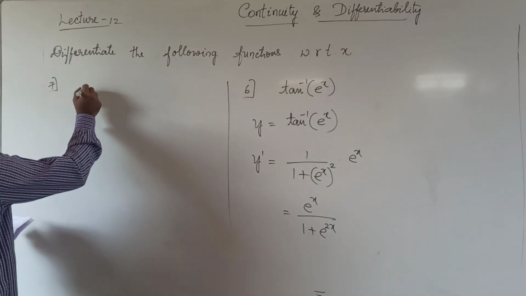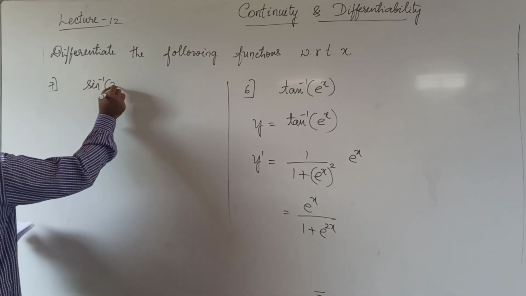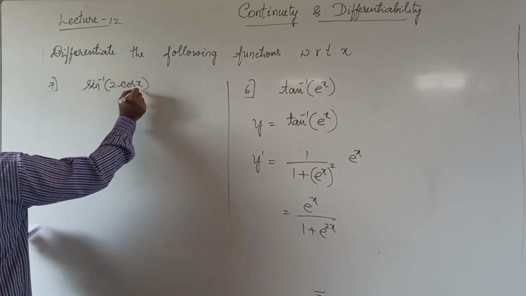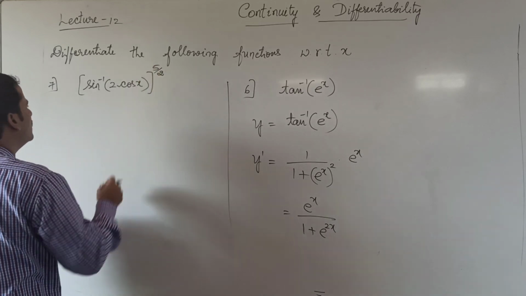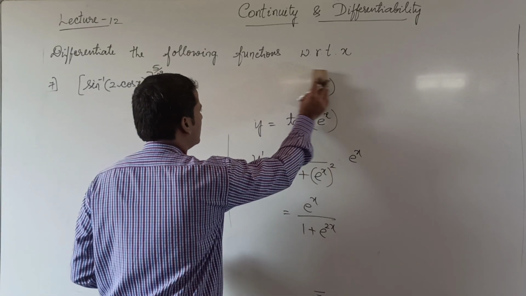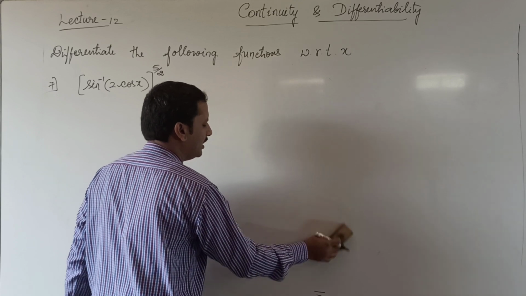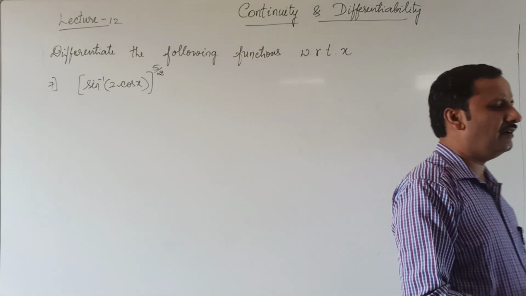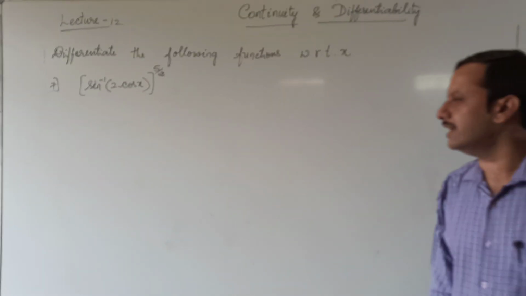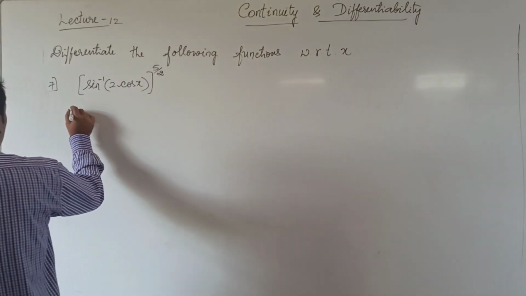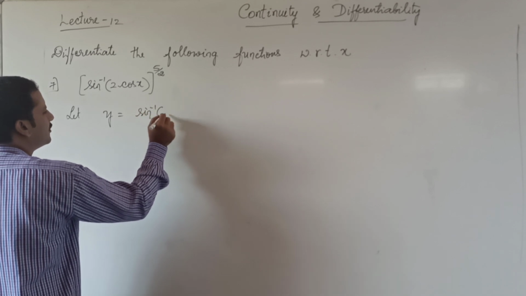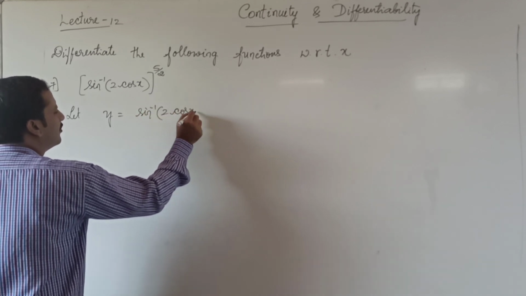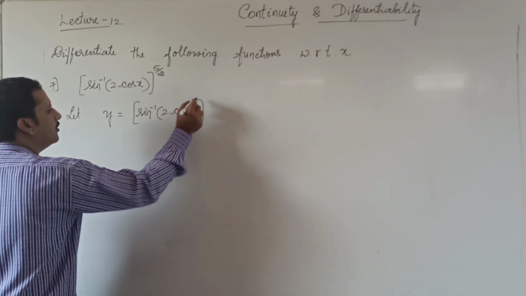Sin inverse of 2 cos x whole power 5 by 2. Sin inverse of 2 cos x whole power 5 by 2. Okay. So we will treat this as y. Let y equal to sin inverse of 2 cos x whole power 5 by 2.